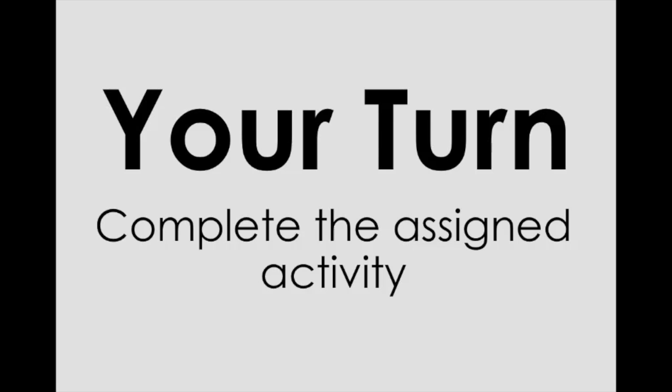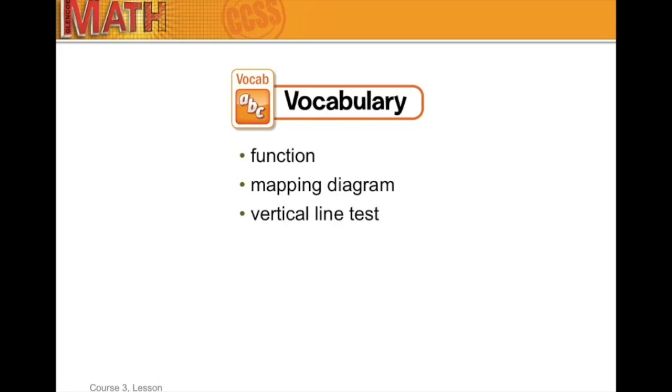Okay, let's do a little review of our vocabulary. Make sure that you have these 3 words in your vocabulary list. The mapping diagram, you'll have to go back to the example. The mapping example was the first example, and copy down the description of the mapping diagram. For the vertical line test, that's written on the last page, or one of the last pages as well.